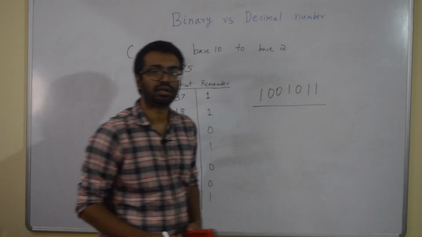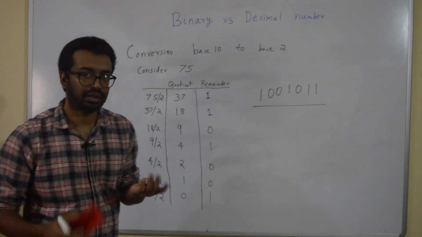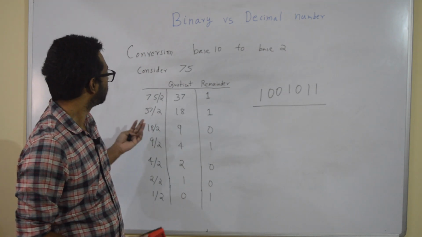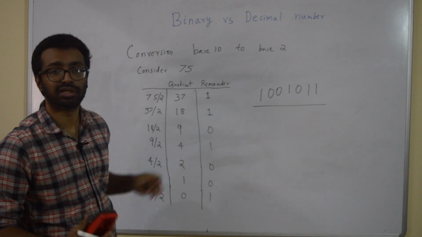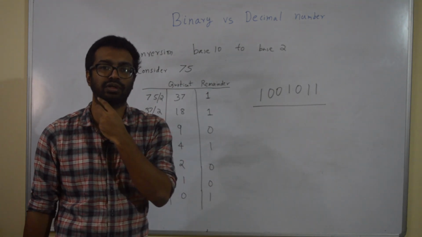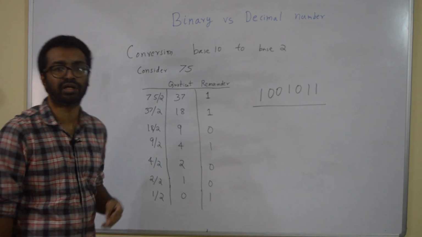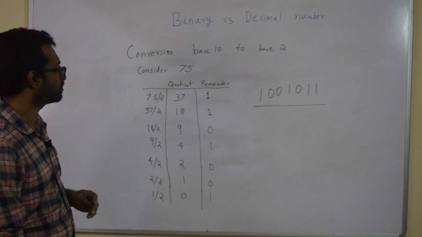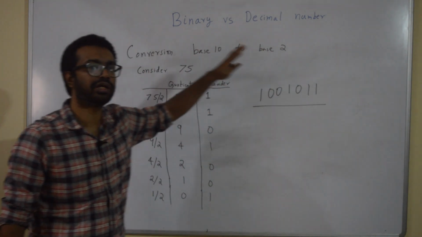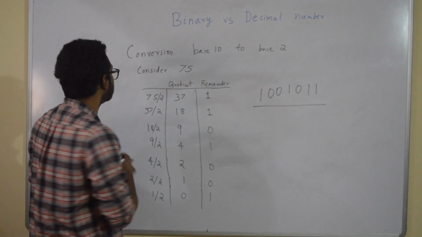Now I guess you know how to do this. If this was some other number, we do the same procedure and we can find out the binary number, right? So it's clear that given any decimal number, you can now find out its binary number. Now going back, if I give you a binary number, how can I go back to a decimal number? That's the next thing we are going to see.